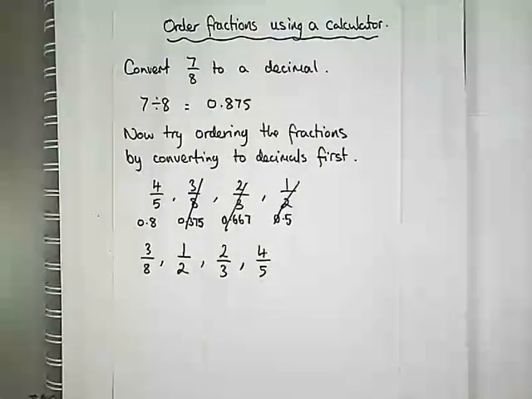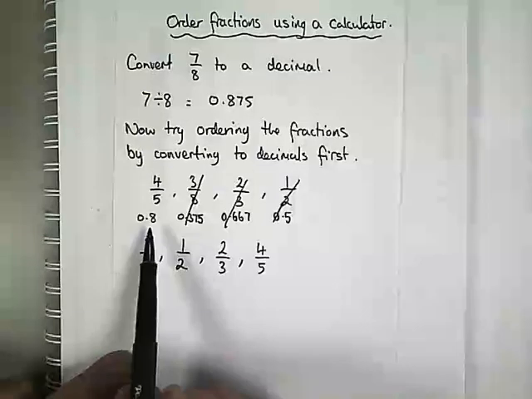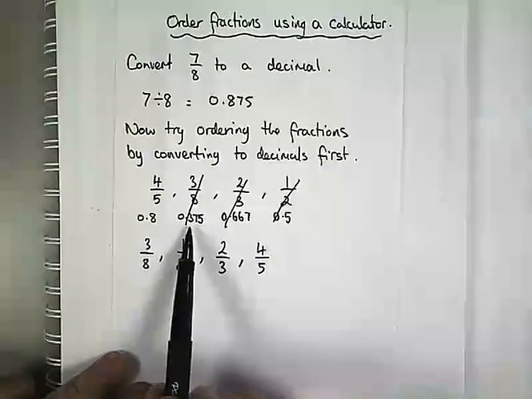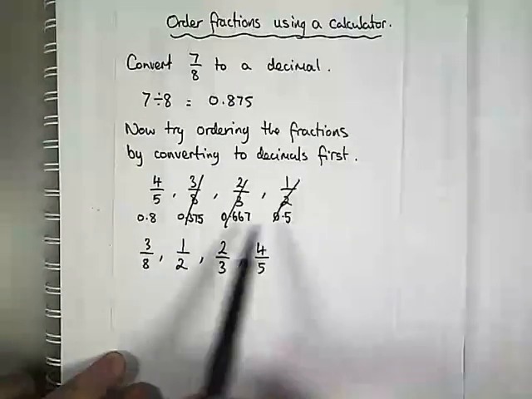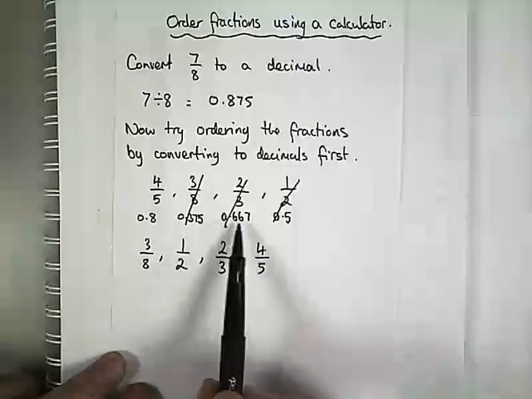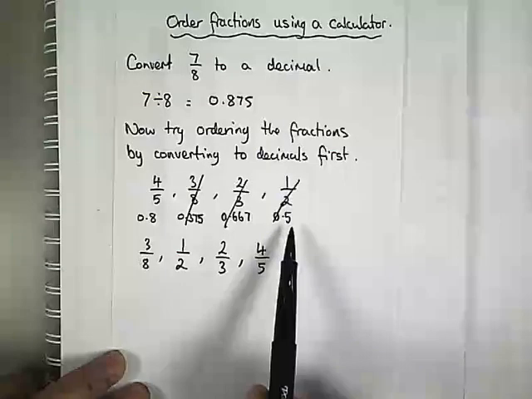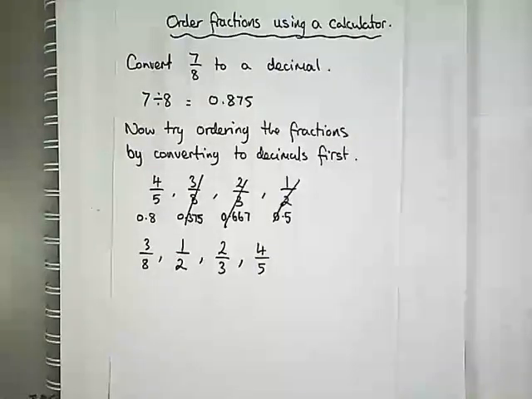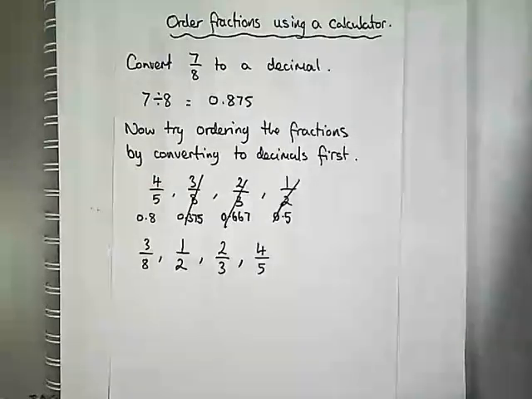Now if you had a question where the second, the tenths column were all the same, then you'd need to go to the hundredths. You'd need to go to the next number and compare the next number, okay? And that is how we order fractions using a calculator. So have a go at the worksheet, do your best, and I will speak to you all soon, alright?